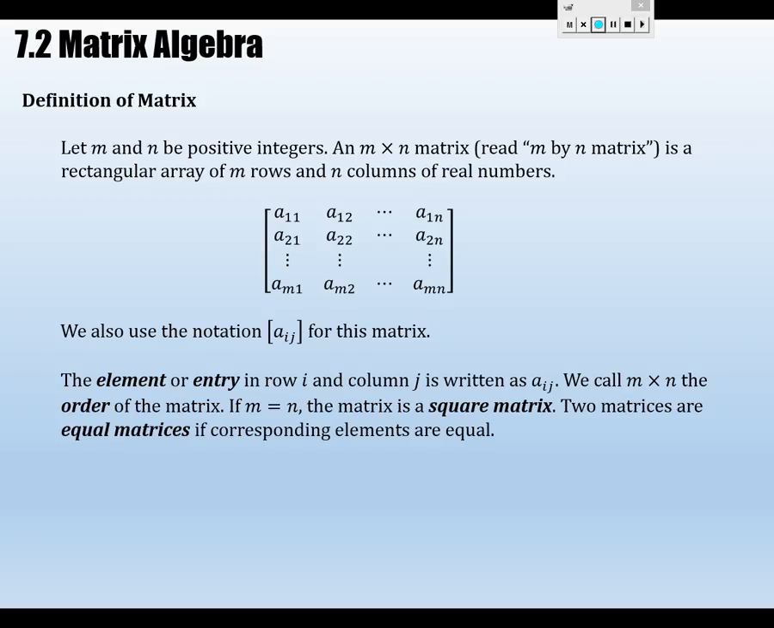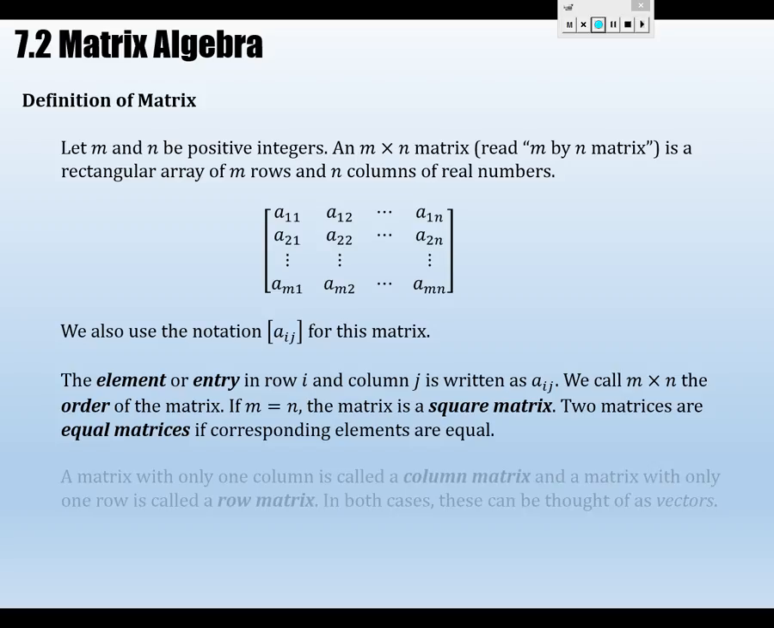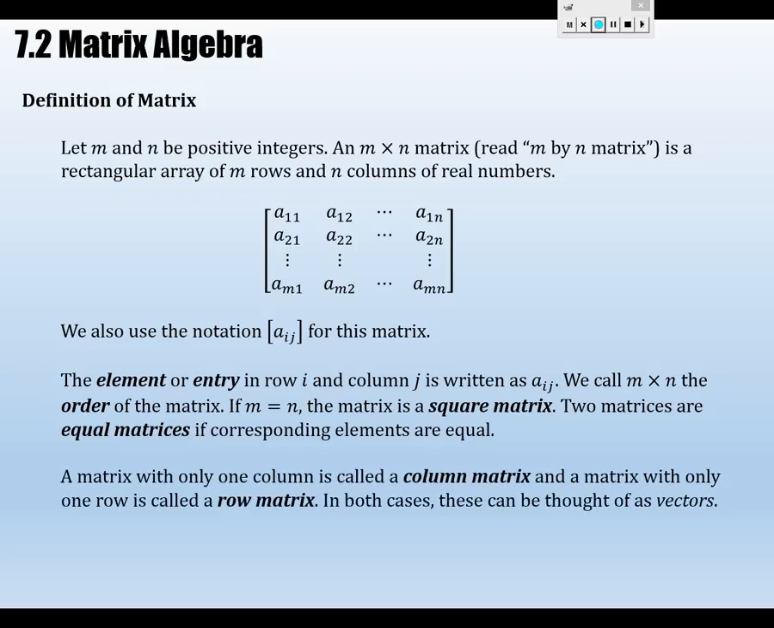All right, each element, or sometimes they're called entry, is written in this form. If it's a square matrix, then we call it a square matrix. Rocket science. All right. And 2 matrices are considered equal if each corresponding element is equal. Column matrices and row matrices, that is a matrix with only 1 column or a matrix with only 1 row, can also be thought of as vectors, and you'll see why that's a powerful move soon.